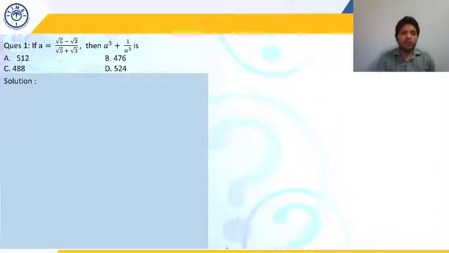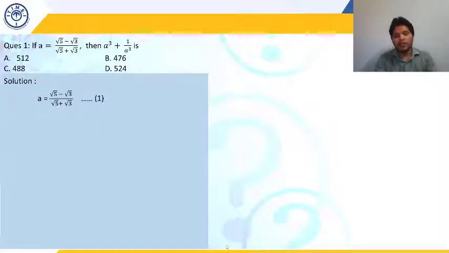The first thing which comes to our mind when we see a here, what is a? A is root 5 minus root 3 upon root 5 plus root 3. The first thing which comes to our mind when we see root in the denominator, or surds in the denominator, is rationalization. So we will be doing rationalization first. How to get rid of surds in the denominator? We have to rationalize the denominator of a.